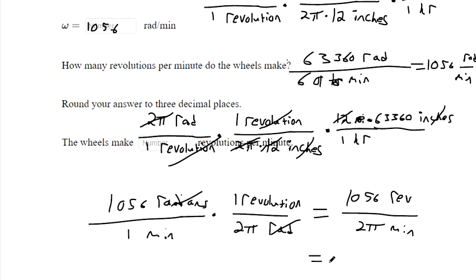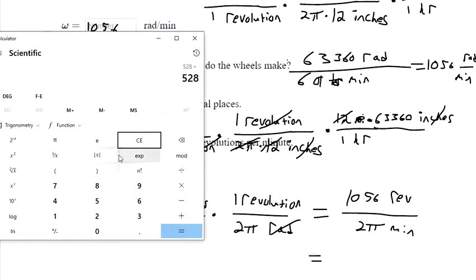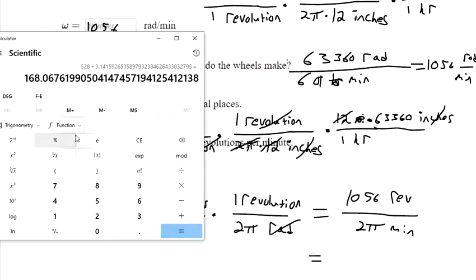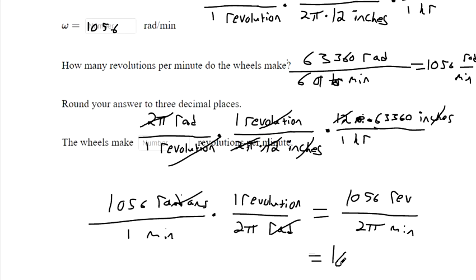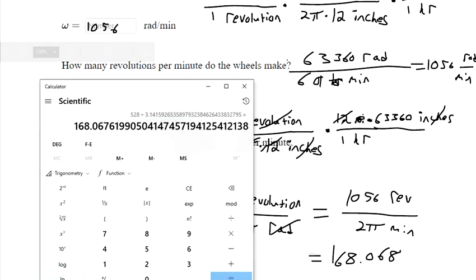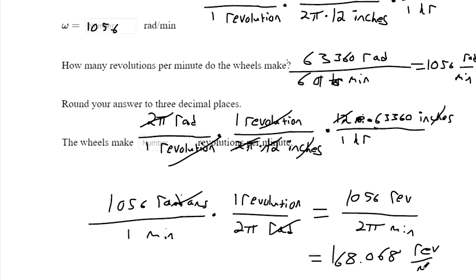And then to simplify that with a calculator, you can just do 1056, divide by 2, and then divide it by pi. So how many decimal places do they want? 3 decimal places. So 168.068 when I round. That's how many revolutions for 1 minute. Okay, so that's the answer they want for that second part.